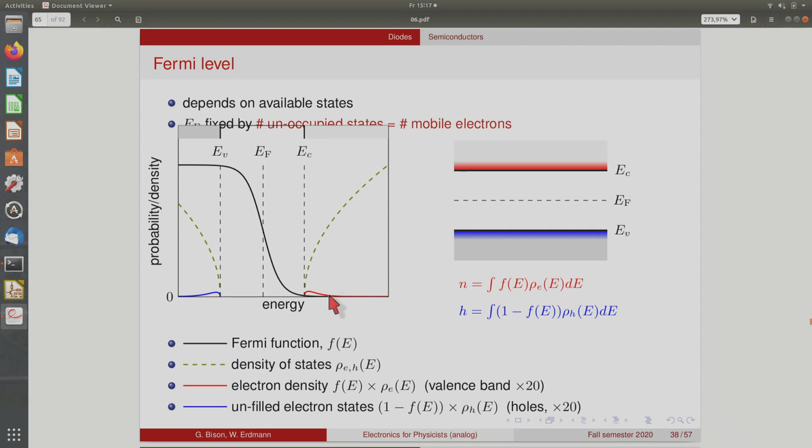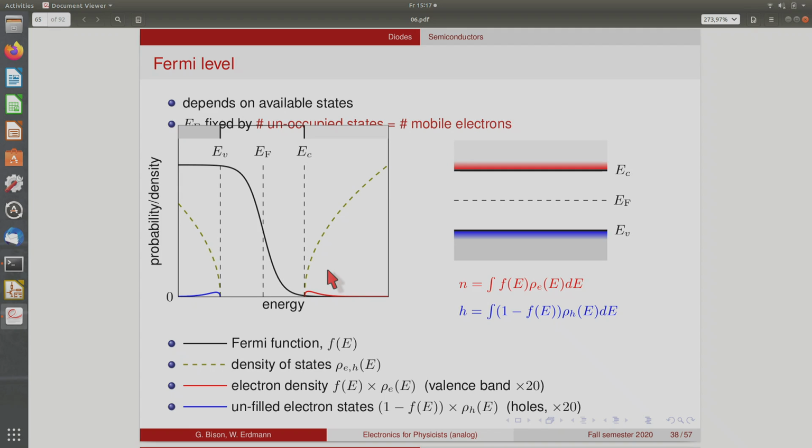But if you look, for instance, at the conduction band, the electrons are basically this part of the Fermi function that reaches into the conduction band multiplied by the density of states. So this is what you see here, multiplied by some factor so that you see it. Then here, in principle, you would see all the valence electrons, but we are not interested in them. So what is shown usually is just the hole density, which is one minus the valence electron density, and this is seen here. And the Fermi level adjusts itself such that the density of holes and electrons is the same. Otherwise, it would not be neutral.